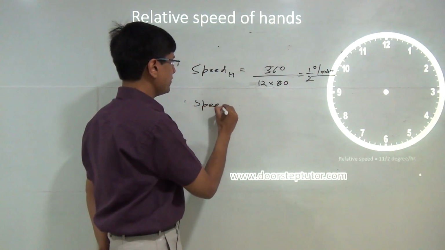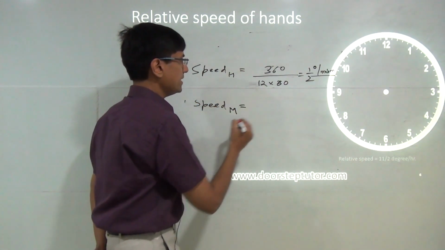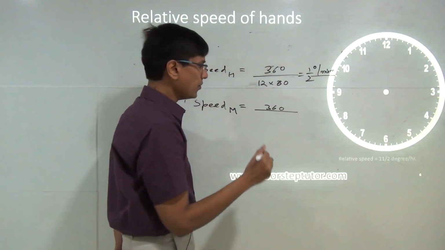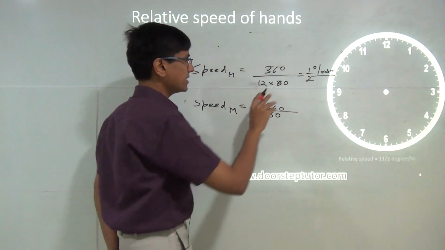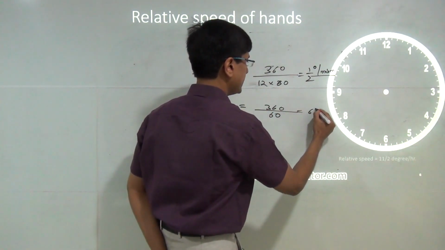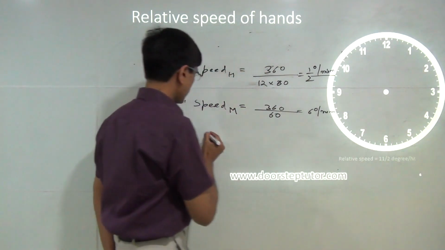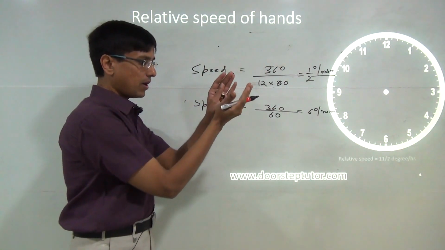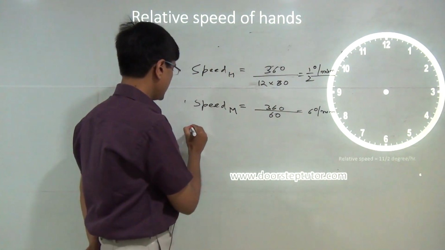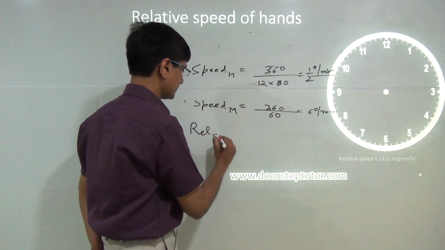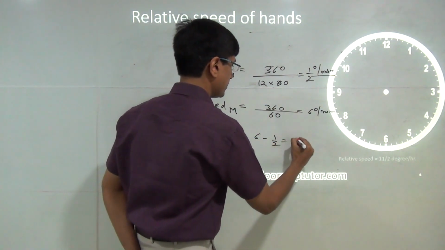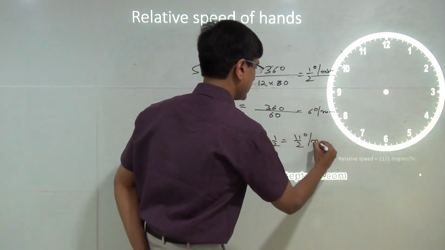What is the speed of the minute hand? We will use the same concept. How much time does it take the minute hand to cover the entire 360 degrees? We know that it takes 60 minutes. In 1 hour or 60 minutes, the minute hand would traverse the entire face of the clock. This comes to be 6 degrees per minute. So what is the relative speed? What is the amount by which the angle between them is increasing or decreasing per minute? The relative speed becomes 6 minus half, which is equal to 11/2 degrees per minute.